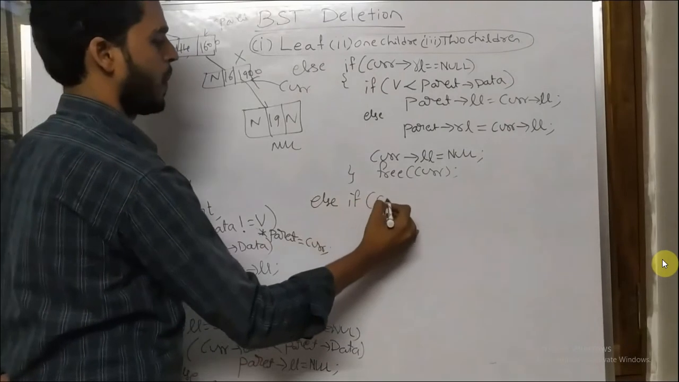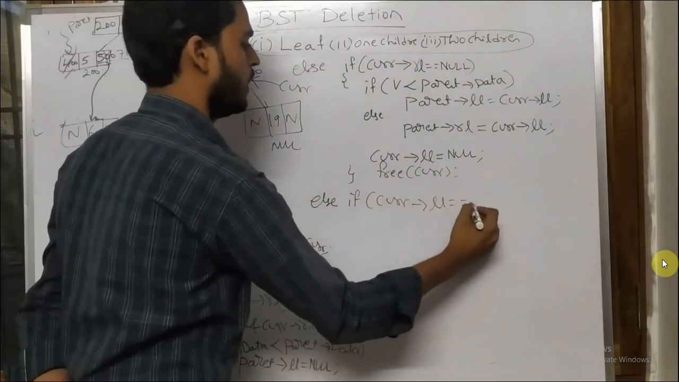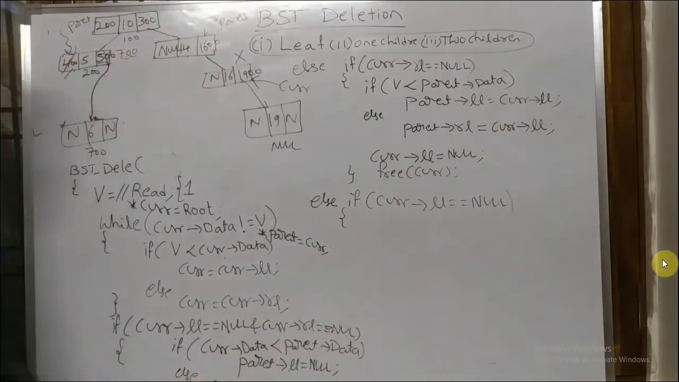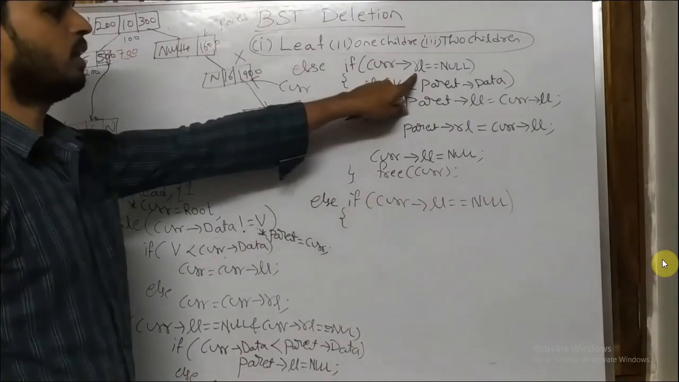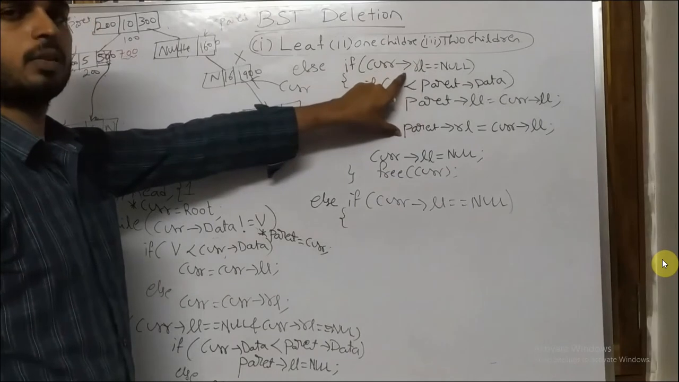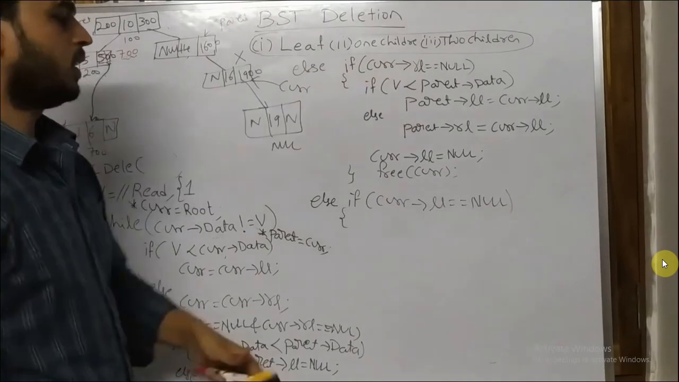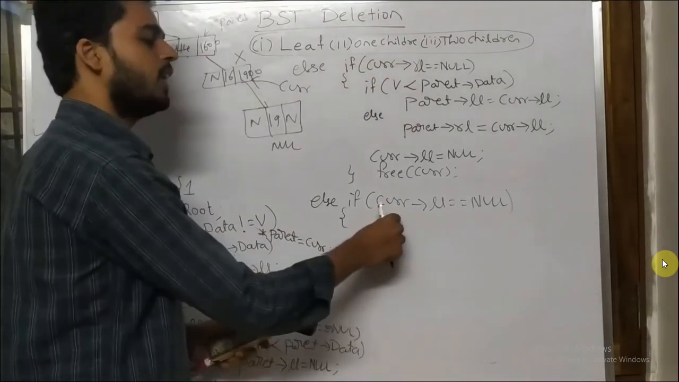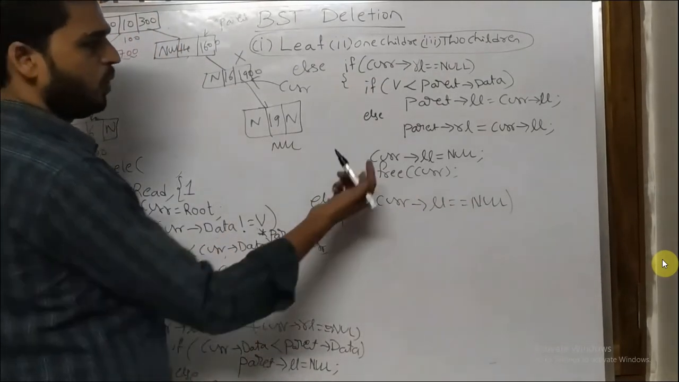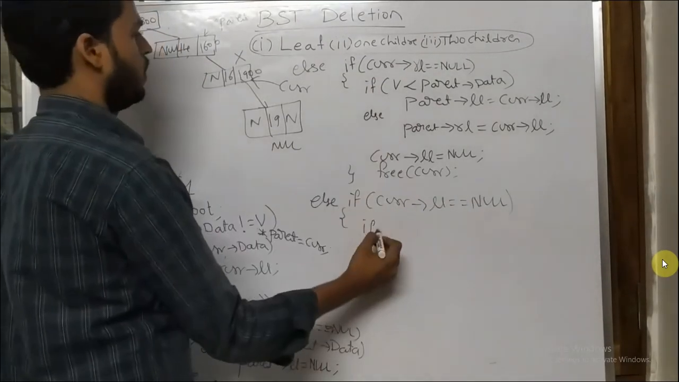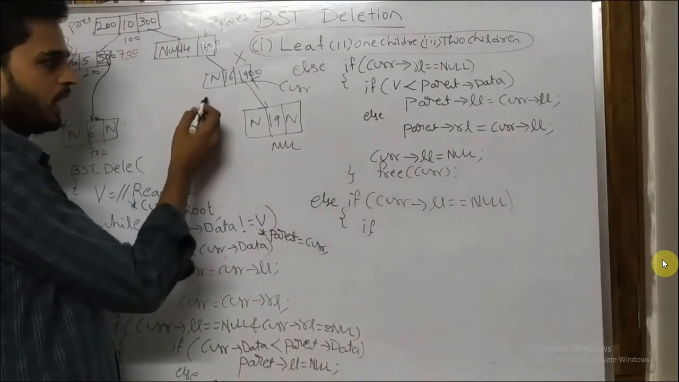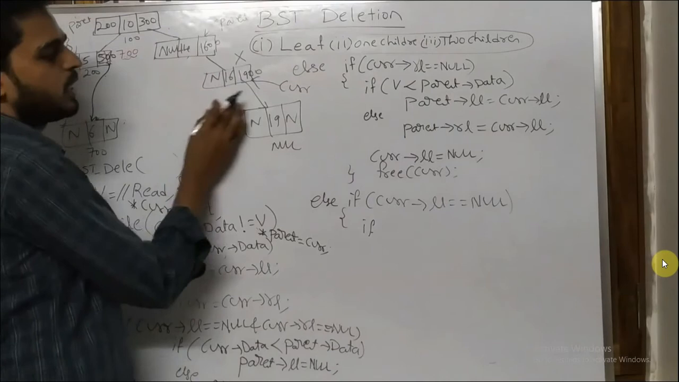Else, is current's left link not null or not? Here I have checked the condition for whether it is having a left child or not. This is the condition for whether it is having a right child or not. So current's left link. Now, what am I going to do? Yes, there is no left child. When there is no left child, obviously it is having a right child.